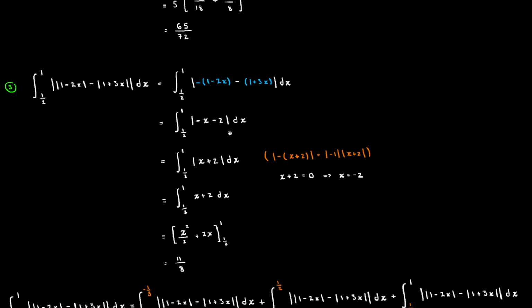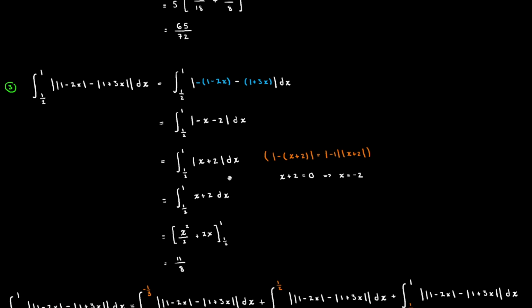And now you can do a little bit of simplification here if you want, basically by factoring a minus sign and then using the property of absolute values, that the absolute value of a product is the product of absolute values. This negative sign can just go away. And so really we're integrating from 1/2 to 1 the absolute value of x plus 2.